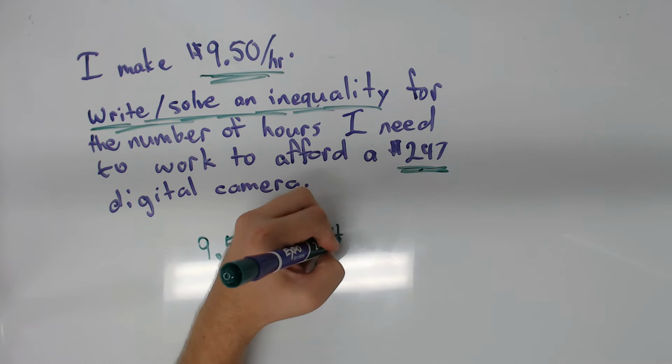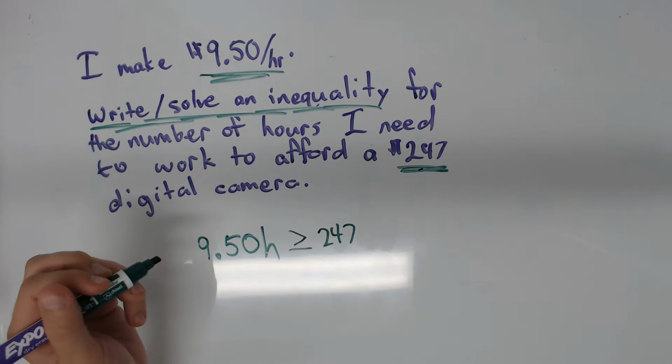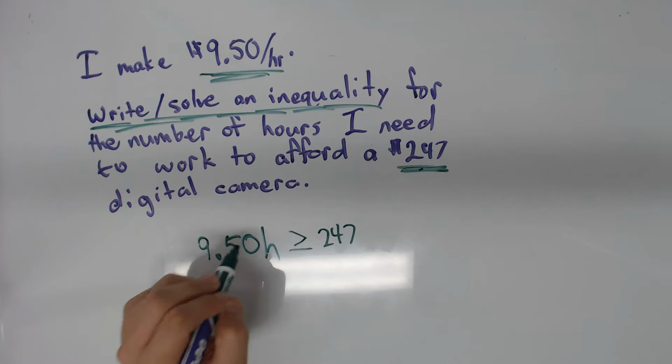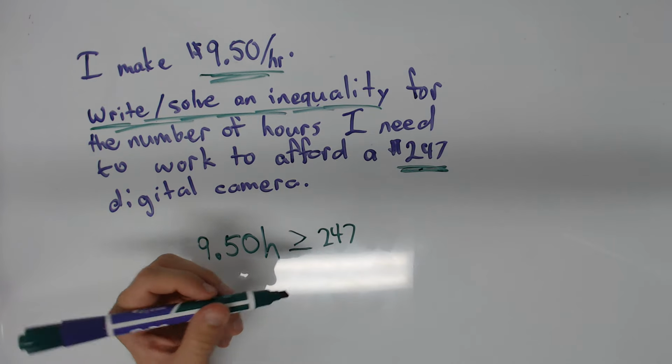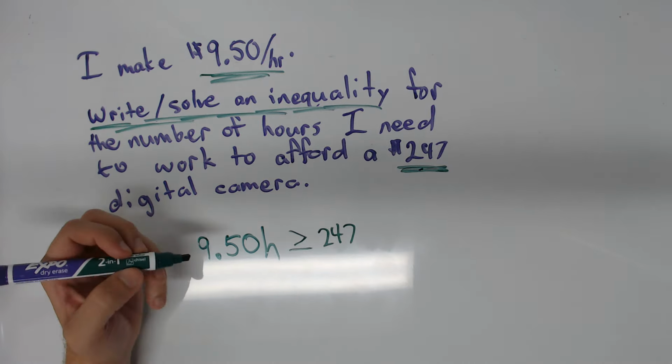They'll take exactly $247. Now we're pretending tax doesn't exist in this situation, but they'll take the exact amount, but it doesn't hurt for me to walk in with more money. It's not a bad thing for me to have more money. So if you remember me saying that inequalities were technically better for real life than equations, this is why. It's okay for me to work more hours and have stuff left in my pocket after I buy this camera.